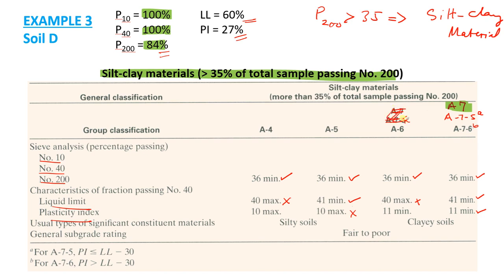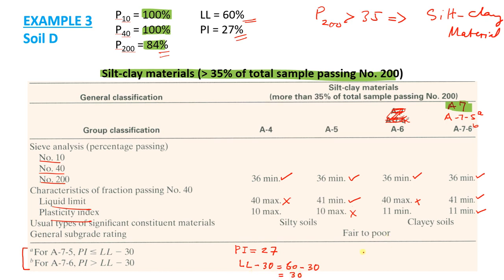Nothing is here. Okay. So what is this A and B? For this A and B, you have to look at here. So this says if it is A75, these are the conditions. Now let's look at the condition. What is the plasticity index? The plasticity index is 27. And what is liquid limit minus 30? So liquid limit minus 30, 60 minus 30, which is equal to 30.